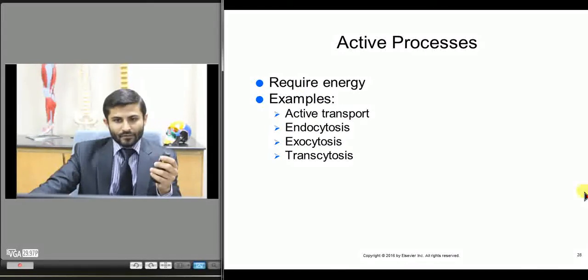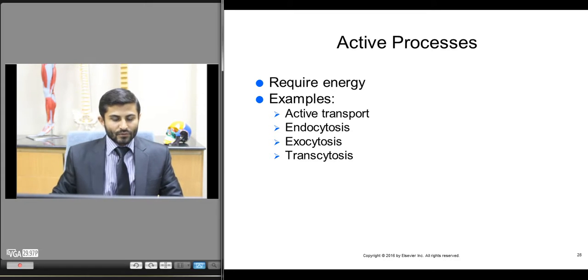Active processes require energy. Examples are active transport, endocytosis, exocytosis, and transcytosis. Endo stands for inside, cytosis is for cell, exo stands for outside, and cytosis again for cell, and trans means through, so through the cell or out of the cell or into the cell.